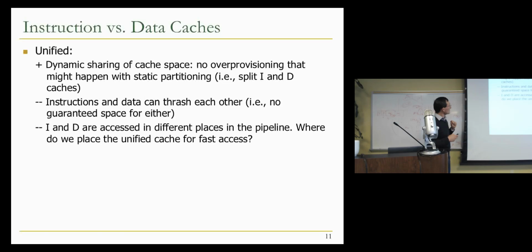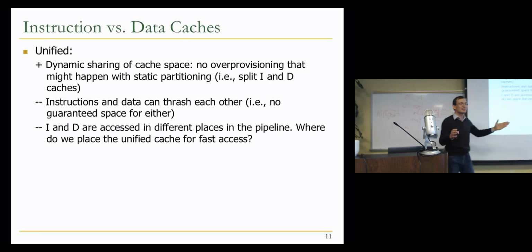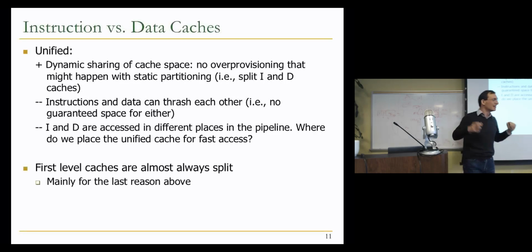Okay. There's one other downside to unifying instruction and data caches. Instructions and data are actually accessed in different places in the pipeline. Data is accessed in the data memory stage, the memory stage. Instructions are accessed at the beginning of the pipeline, at the front end. And these are actually far away from each other if you design a big machine. So the key question is, where do you place a unified cache for fast access? Well, there's no good answer to this.